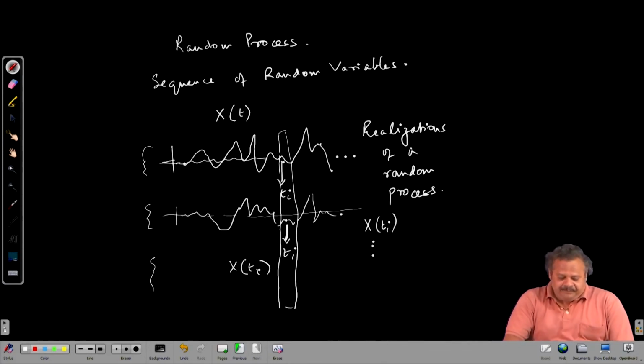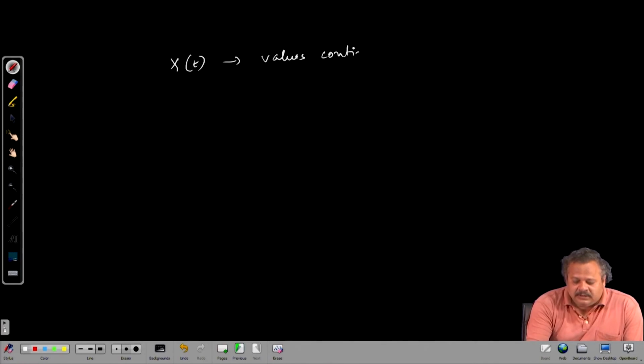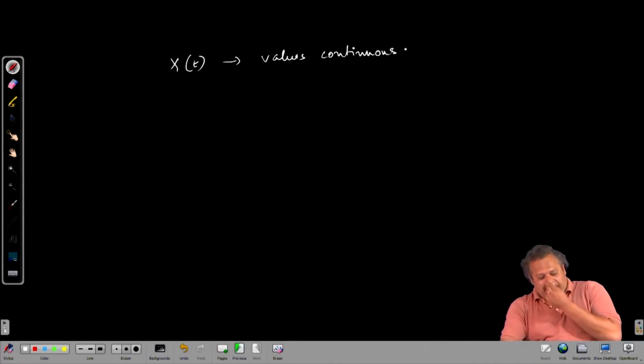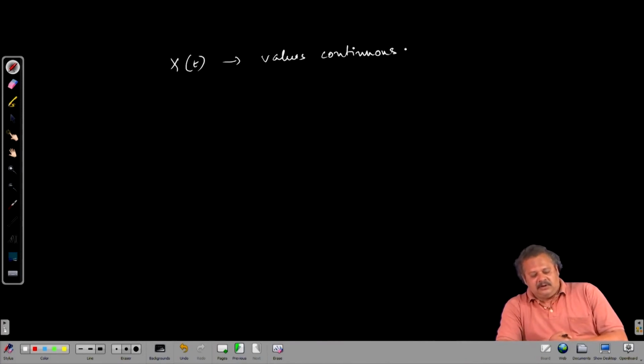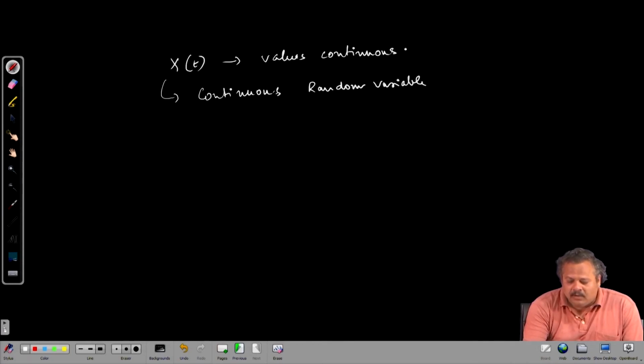In this case, let us say if the x t takes on values that are continuous, that is continuous over an interval on the real number line, then this x t is a continuous random variable for this t equals particular ti.